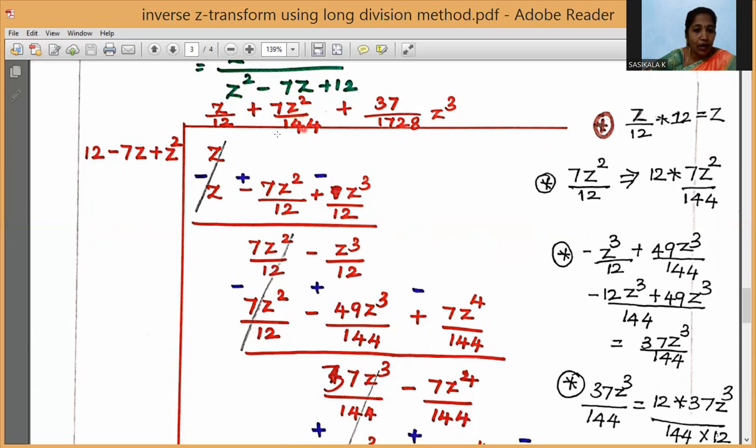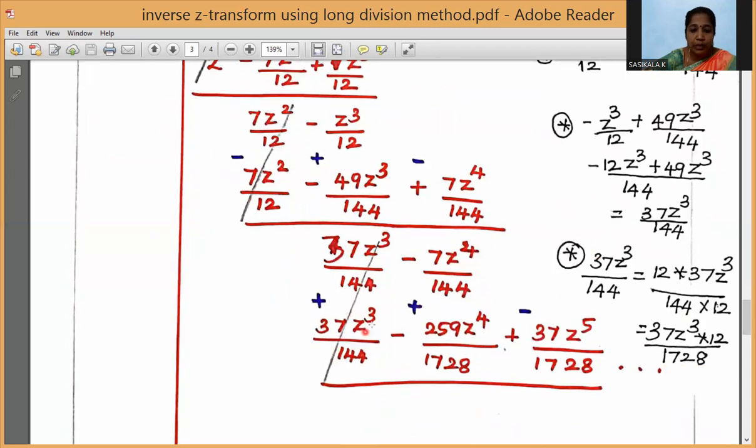Again, 7z²/144 into minus 7z. So minus into plus, minus 7 into 7, 49. z into z² will give you z³ by 144. Again, the third term is plus into plus, plus. z² into 7z² is 7z⁴ by 144. Now change the sign, minus, plus and minus. So this 7z²/12 term gets cancelled. So I'll be getting 37z³/144 minus 7z⁴/144.